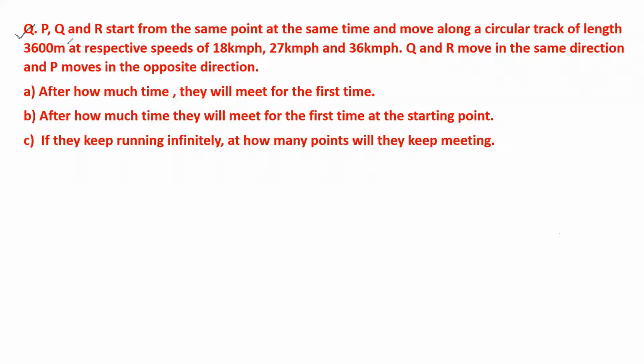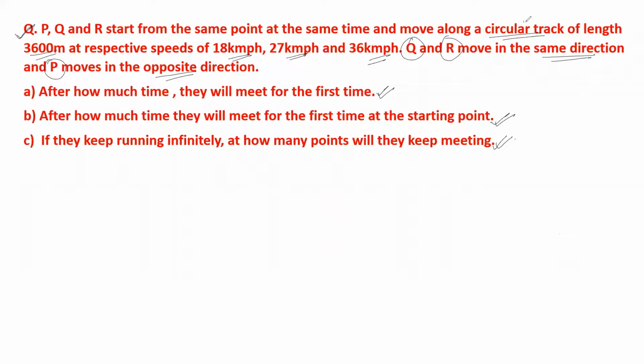Now let us see this question. P, Q, and R start from the same point at the same time and move along a circular track of length 3600 meters at respective speeds of 18 kmph, 27 kmph, and 36 kmph. Q and R move in the same direction and P moves in the opposite direction. So we need to find after how much time they will meet for the first time, after how much time they will meet for the first time at the starting point, and if they keep running infinitely, at how many points will they keep meeting.